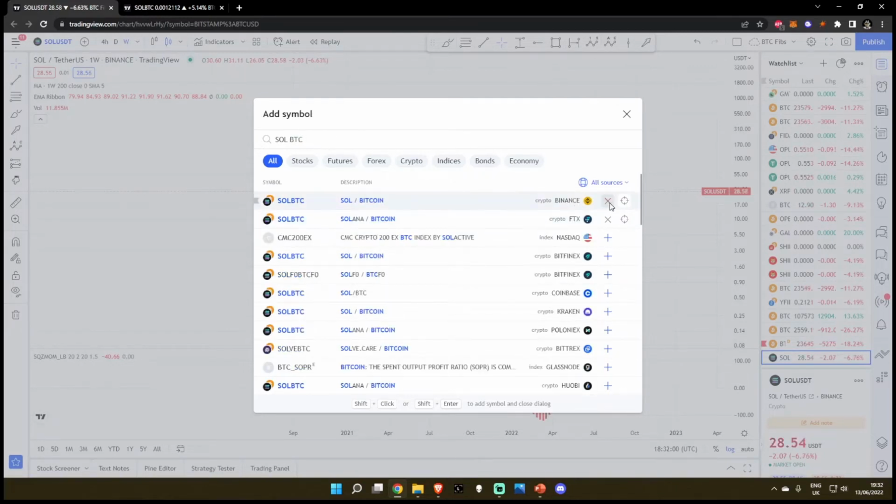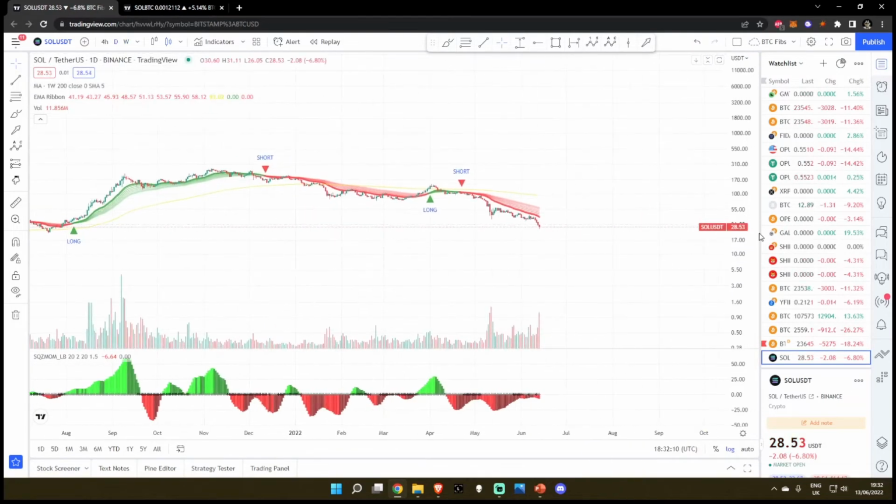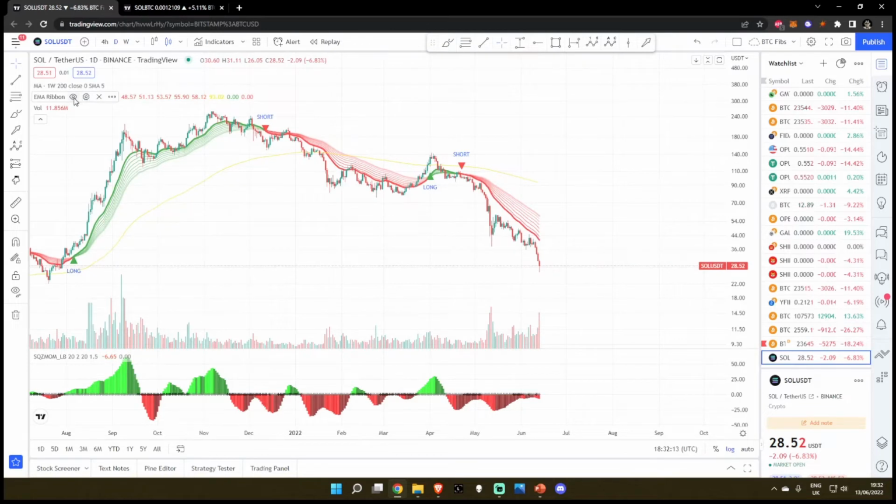So simply type in Sol BTC, and you'll have a couple of BTC pairs, and then load that up on a separate chart. So let's jump right into this. For this, I'm going to start off on the daily time frame. We're going to keep our squeeze mom. We're going to keep our EMA ribbons.